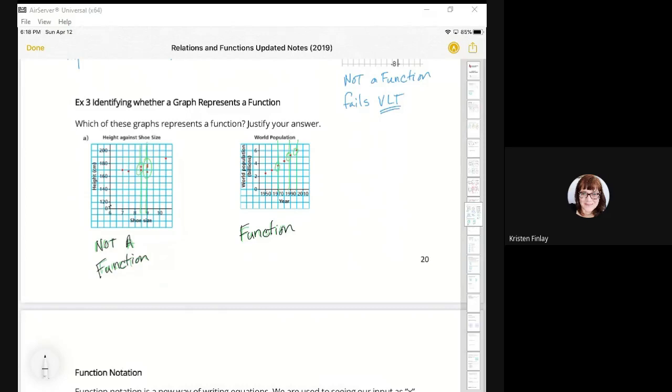Hopefully we're getting the pattern, particularly with a graph. It's probably easiest to see a function with a graph as opposed to with a table. With a table, you really got to read the data to kind of figure it out. Okay. So let's keep going.